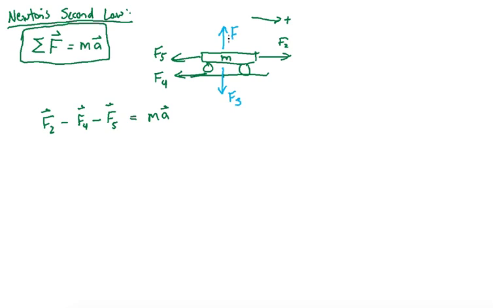So F1, if you have forces that are perpendicular, then you have to do one of these in the x direction. So this would be the x direction version. And then you'd have to do a y direction version. So this would be F1 in the positive direction minus F3 in the negative direction equals ma in the y direction. And then this one would be the acceleration in the x direction. Because remember, acceleration is a vector, so we can have an x component and a y component.